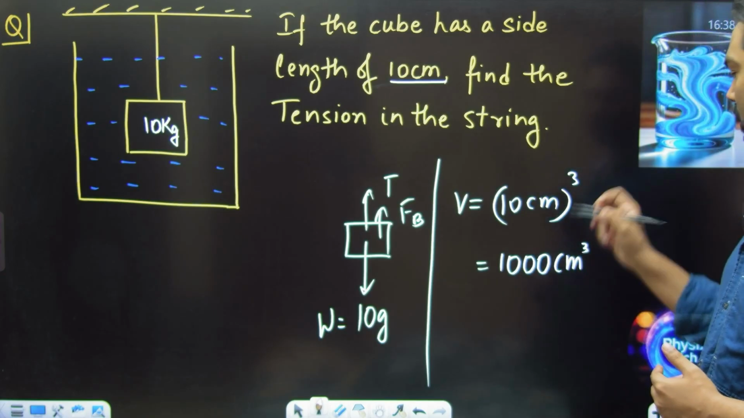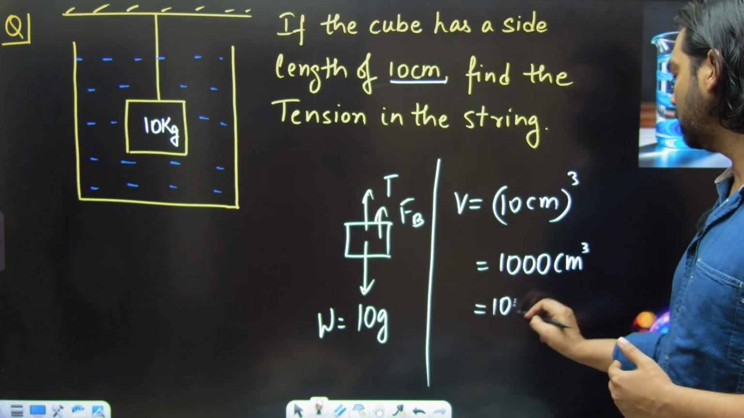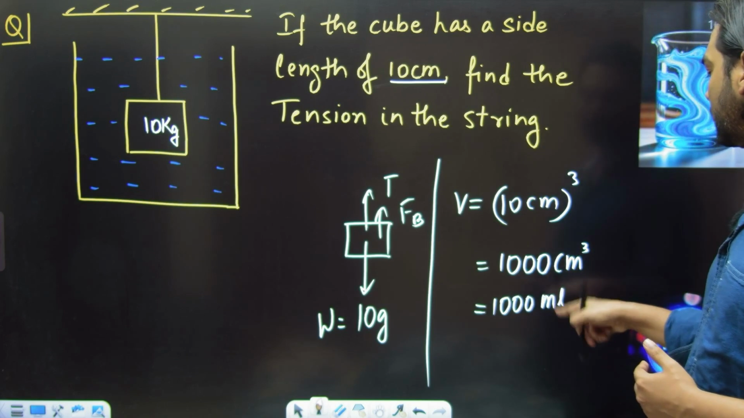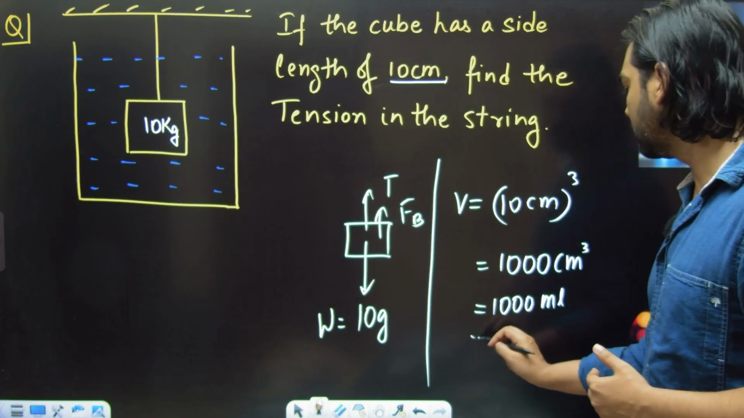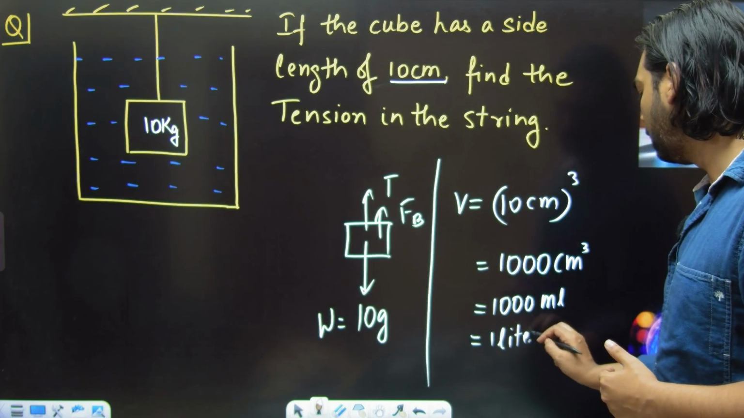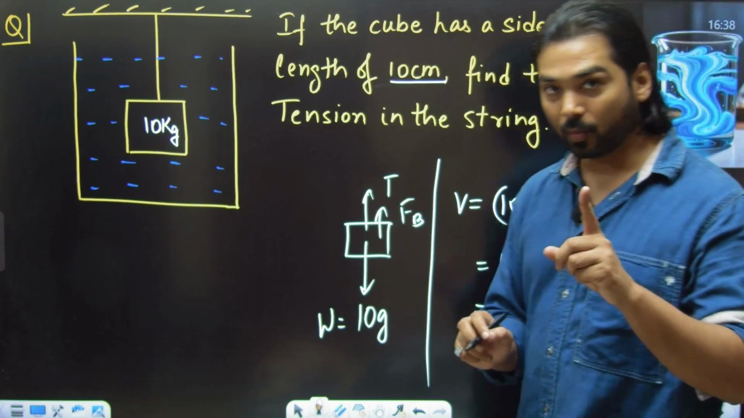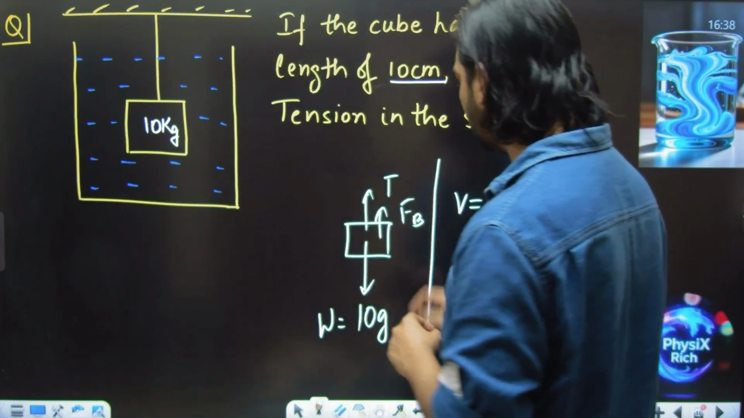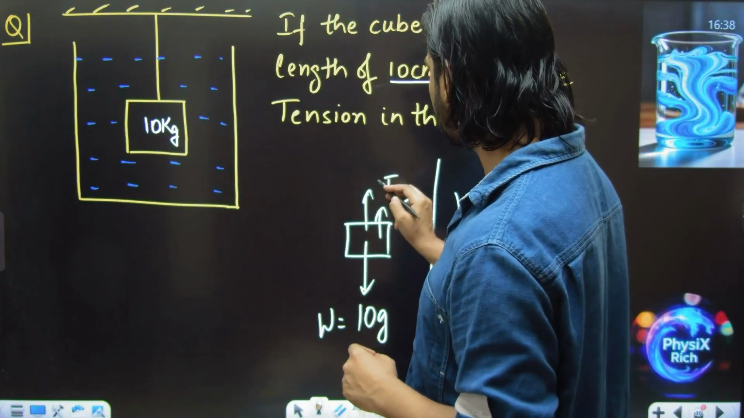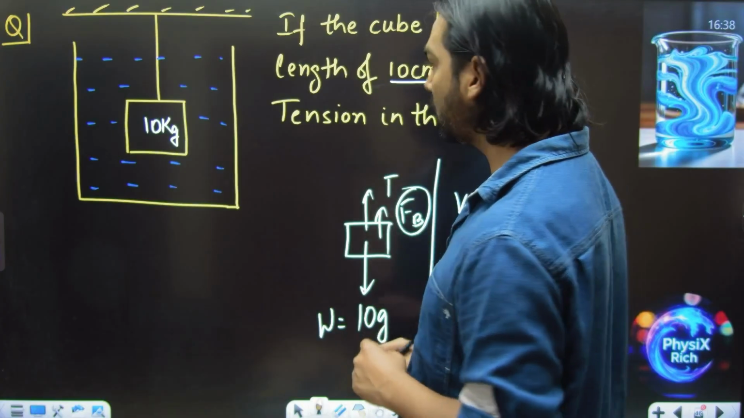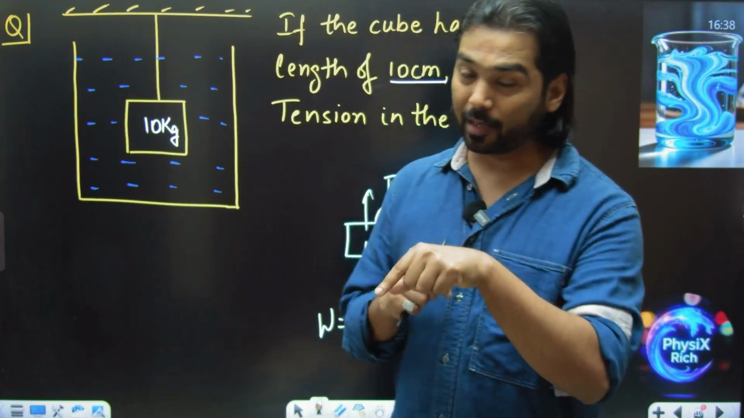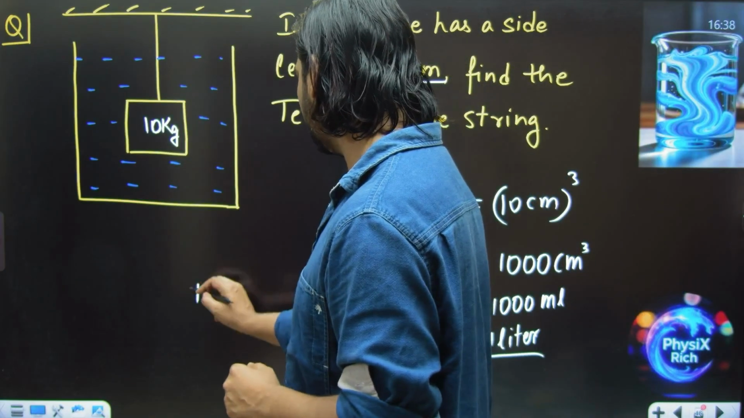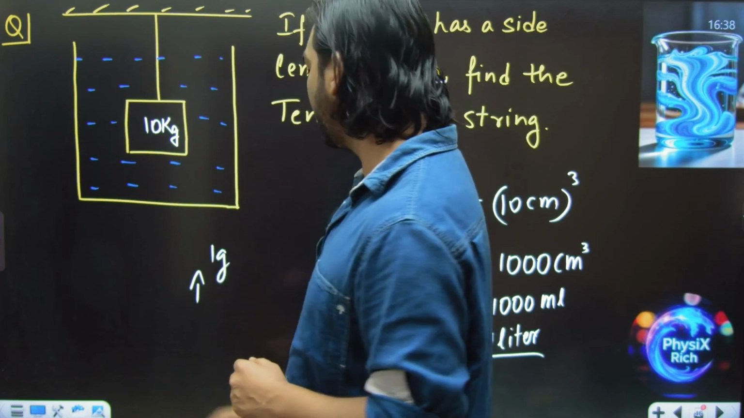And my dear students, what is the centimeter cube? I have told this to you that 1000 centimeter cube is nothing but 1000 milliliter. A centimeter cube is the same as a milliliter, and 1000 ml is just 1 liter. And what is the weight of 1 liter water? It's 1 kg, which means that there must be a buoyant force upwards. There must be a buoyant force upwards of how much? Of 1 kg weight, means 10 Newton. All right. So there is a 1g of buoyant force acting up.